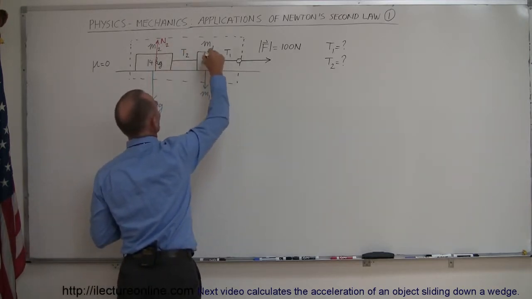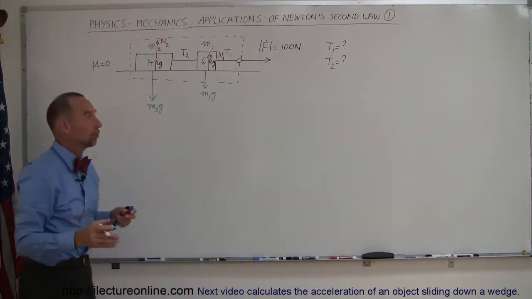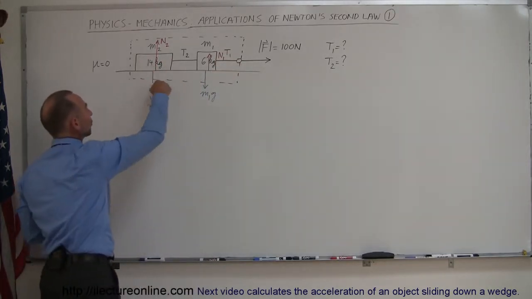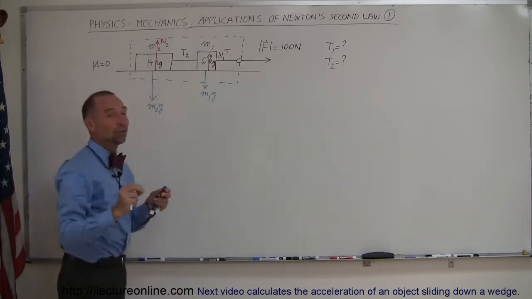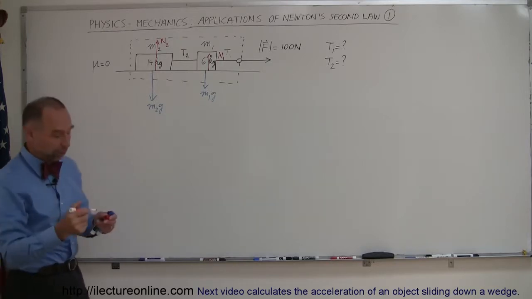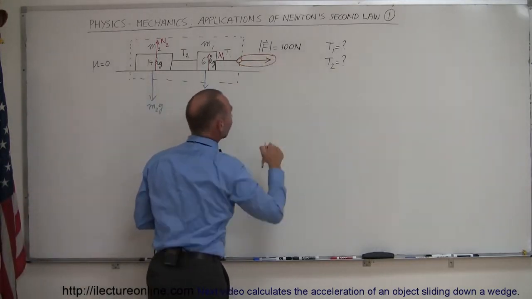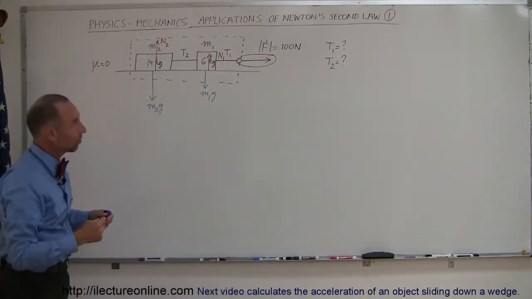And here we're going to have a normal force, let's call it N1, which is equal in magnitude to m1g, and of course in the opposite direction, so that these forces cancel each other out and there is no net force in the vertical direction. So there's only one force left, this 100 newton force pulling to the right. That's the only net force on the system.